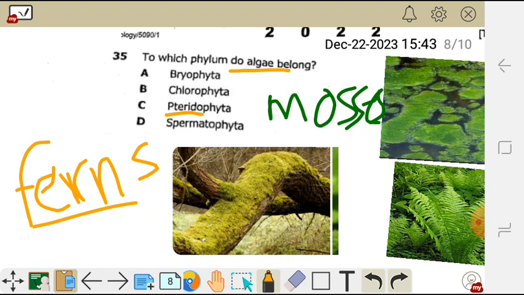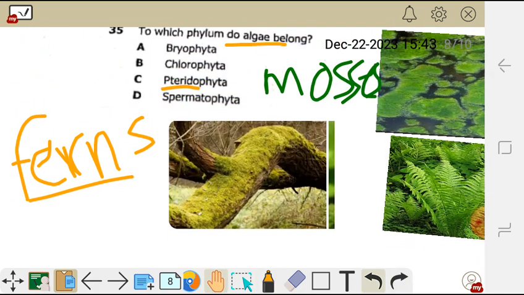Then the Spermatophyta, these are all the plants that produce flowers. All those plants which produce flowers, most of these plants, you know them, those are under the class Spermatophyta. So this is how they have classified all the plants. The kingdom Plantae has been classified in this. But the algae, this one which has been asked in this question, is under the phylum Chlorophyta. Don't forget that.